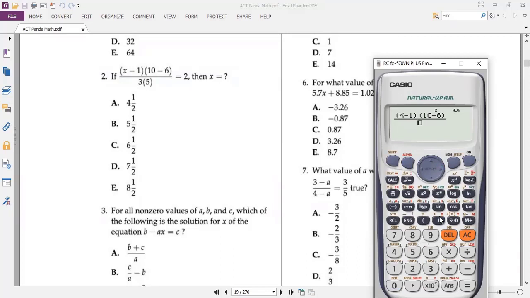In the denominator, we have 3 parentheses, 5. Go to the equality here. Alpha equal, we write equal and need to write equal to. Then ask the calculator to solve. Shift solve. He is asking you, don't care about this value. He is asking you to solve for x. Now we have the result. It's the same answer as we solved it, 8.5.